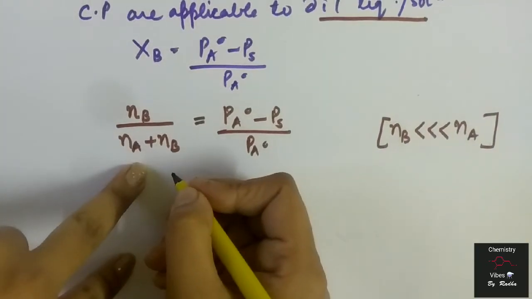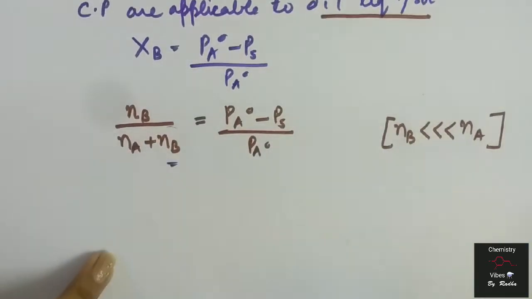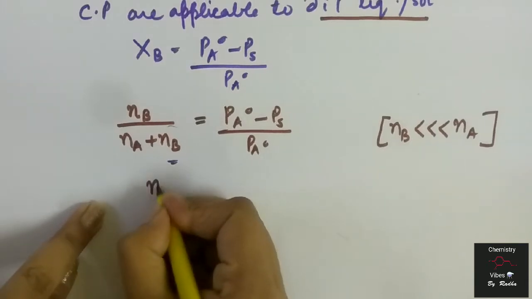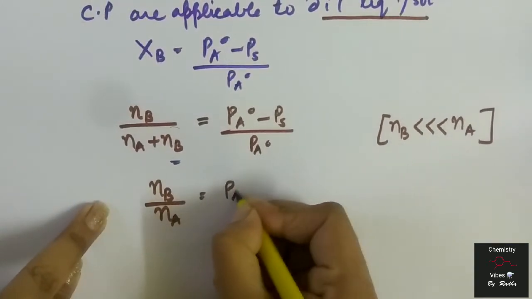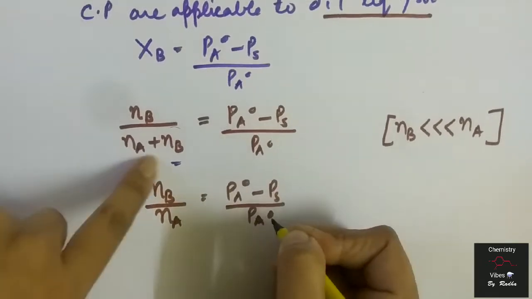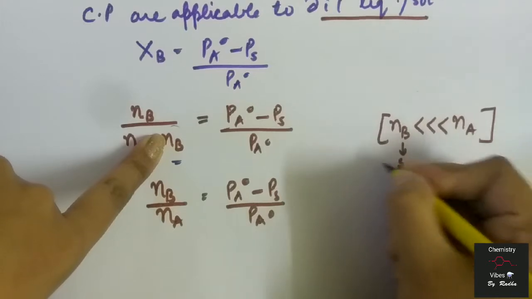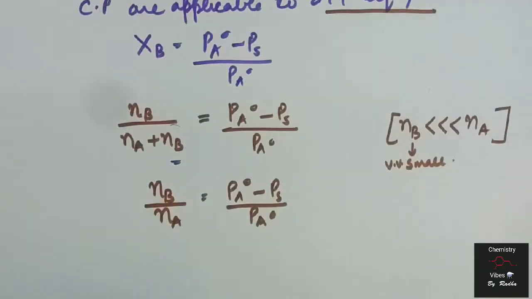So can I neglect Nb in the denominator? So what will the formula become? The formula will become Nb upon Na is equal to Pa naught minus Ps upon Pa naught. Right hand side is same. What I have done? I have neglected Nb in the denominator. Why? Because Nb is very small. Why? Because these are dilute solutions.